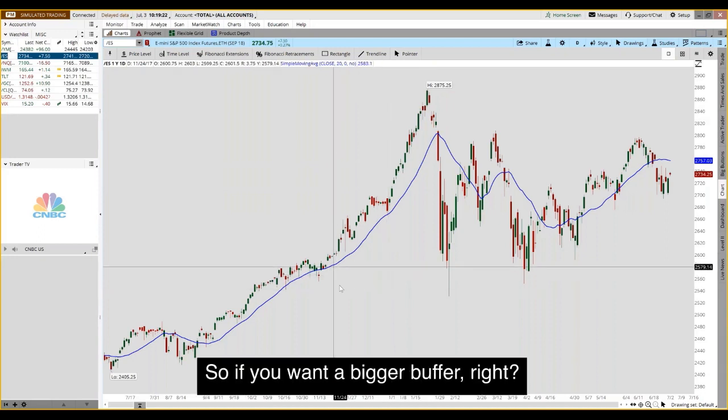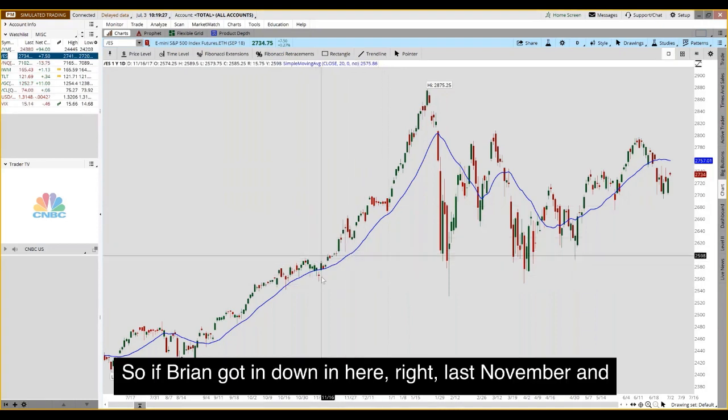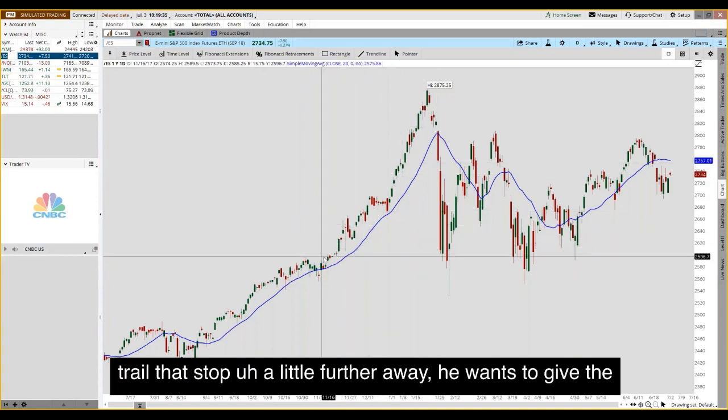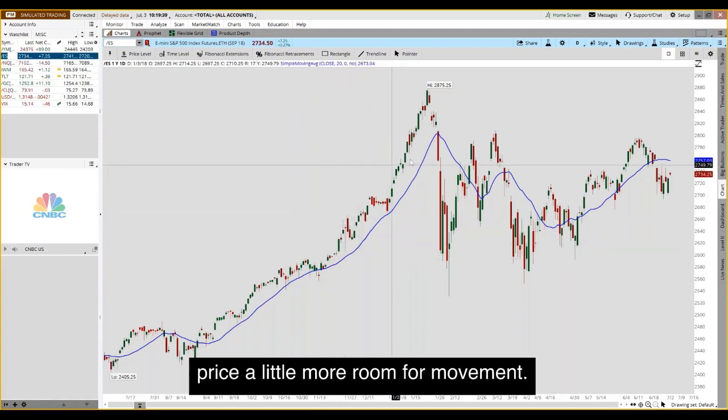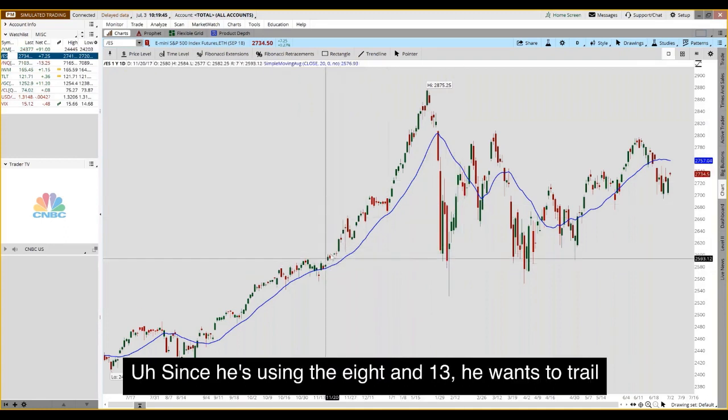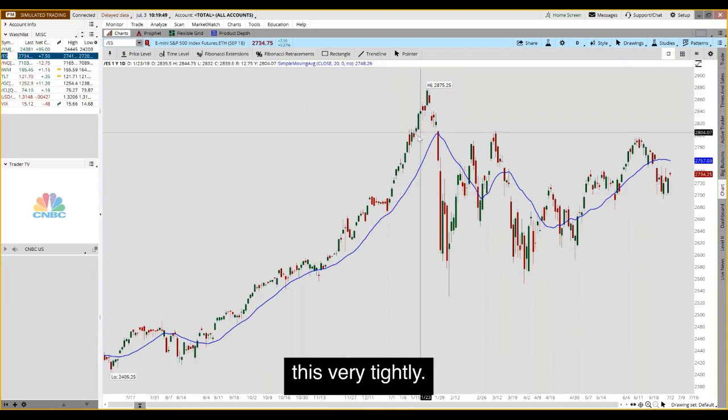So if you want a bigger buffer, right? So if Brian got in down in here, last November, and he was looking for a move up, but he wanted to sort of trail that stop a little further away. He wants to give the price a little more room for movement. He would use a much larger moving average. Since he's using the 8 and 13, he wants to trail this very tightly.